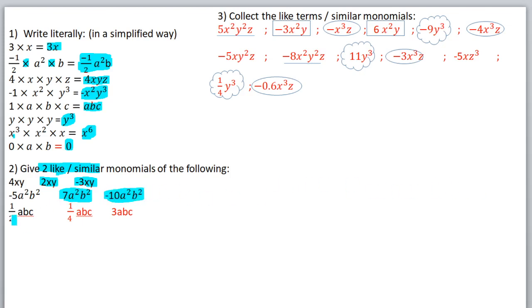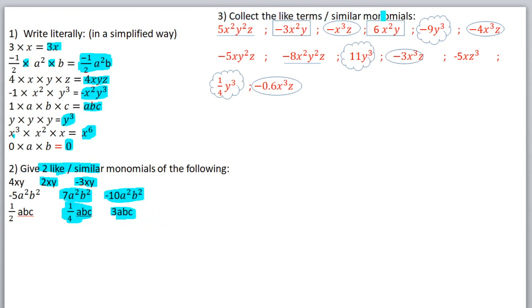Anything else? Half abc. So give me any other similar or like term: 1 over 4 abc, 3abc, 10abc, 100abc, whatever. You should have abc, whatever the coefficient.